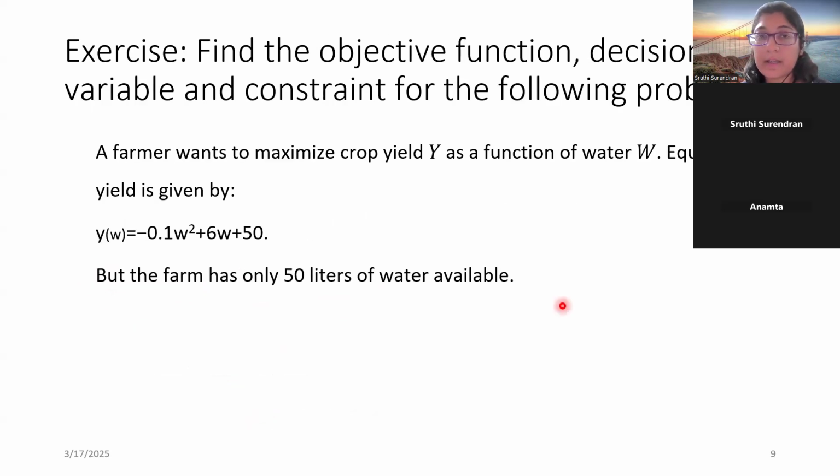Now, I have an exercise here for you to recognize which is the objective function, the decision variable and the constraint. So here this question is there. A farmer wants to maximize the crop yield, which is given by the variable y, and is a function of the water. The equation of the yield is given as minus 0.1 w square plus 6w plus 50. The farm only has 50 liters of water available. So what is going to be the objective function? What is the decision variable and what is the constraint?